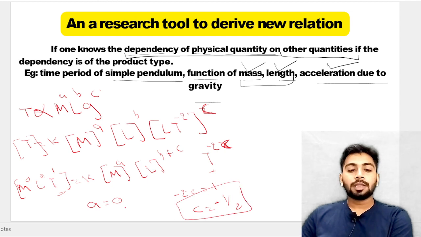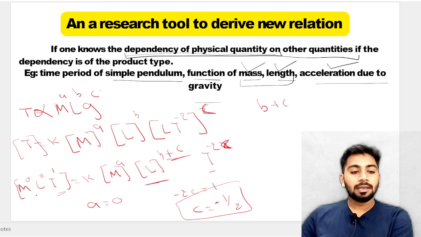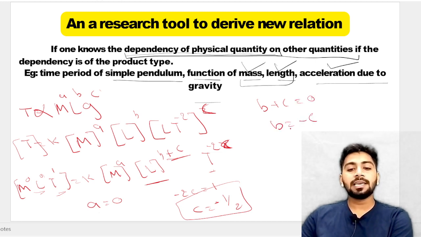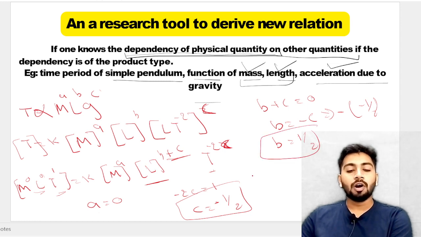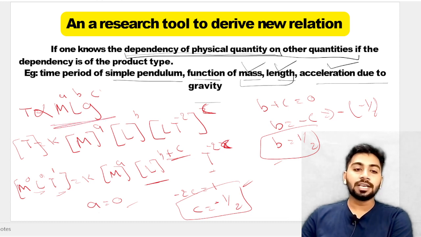Now you got the A value and the C value. Now we want our B value also. B plus C, see this one, L. B plus C is equal to 0, which means B is equal to minus C, which means minus of minus 1 by 2. What will come? B is equal to 1 by 2. You got the C value, B value, and A value. Substitute in this, you will get your answer.